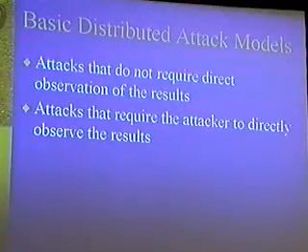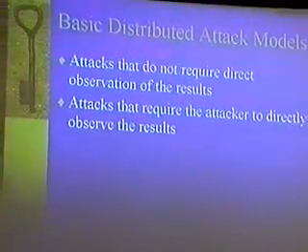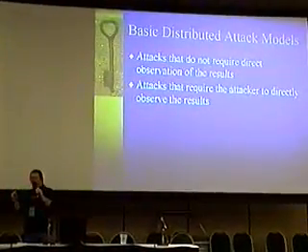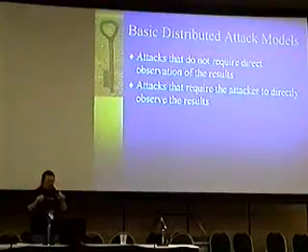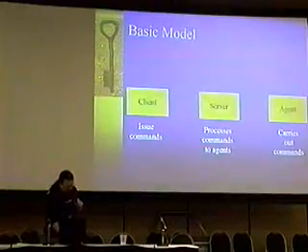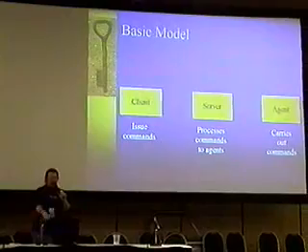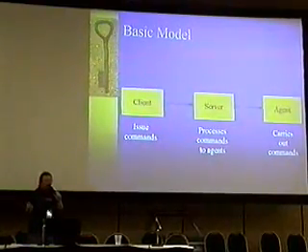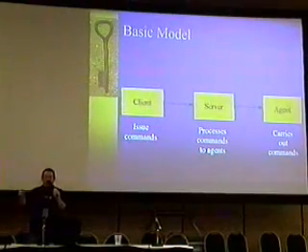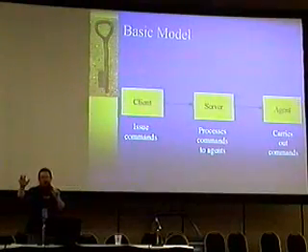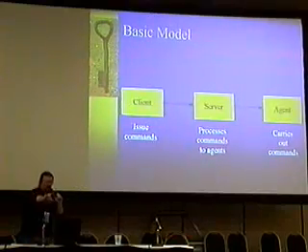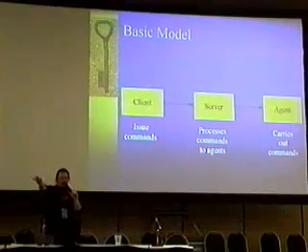There's two types of attacks as far as distributed attacks go. Those are ones that do not require direct observation of the results, and those attacks that do require direct observation of the results. Okay, and I'll give you some examples of what I mean by that. Basic model here, and this is commonly found in your distributed denial of service. You have a bunch of agents sitting out on computers that have been compromised, the zombies that are sitting out there, and then you have your servers that send all their stuff to the zombies.